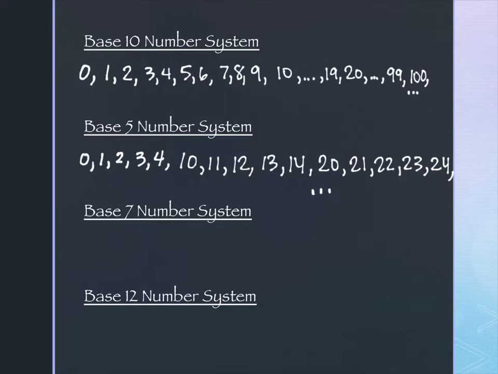No nines. 4 4. Because 4 is the biggest digit, so 4 4 would be the biggest two-digit number. The biggest three-digit number would be 4 4 4. So what comes after 4 4? No fives. 1 0 0.